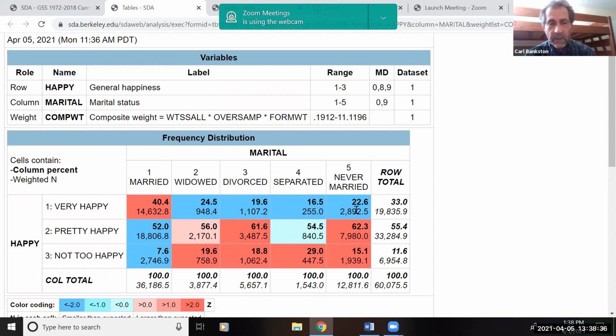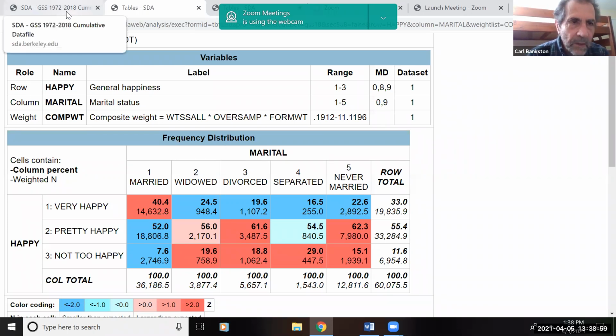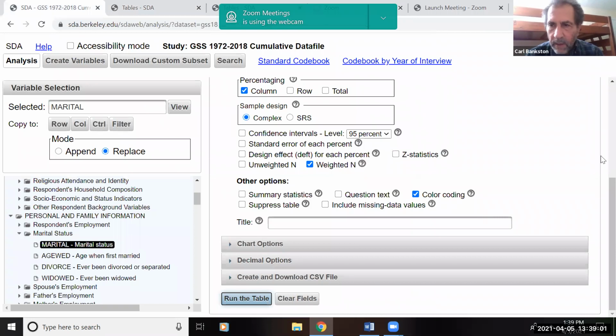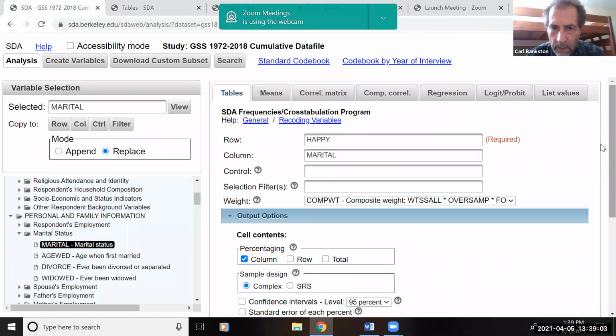Here, it is quite possible that the direction of causation works the other way. In other words, it's conceivable that happy people are more likely to be married, because being cheerful means that you're more likely to be a desirable marriage partner, and that's possible. Well, let's go back here and let's look again.